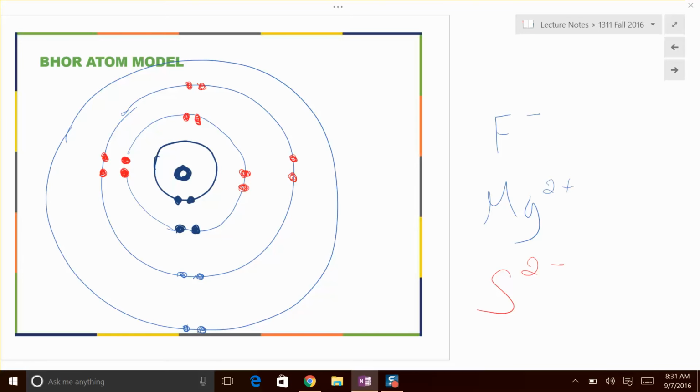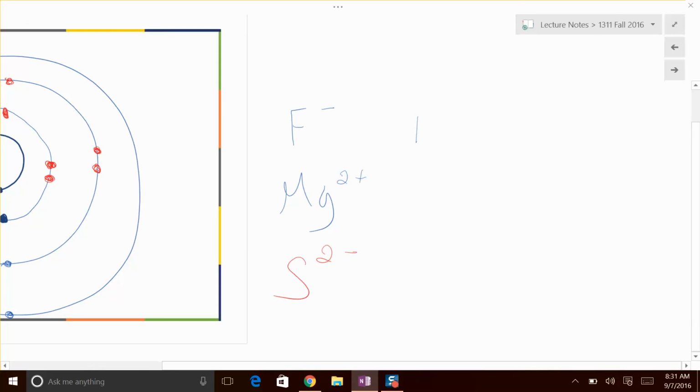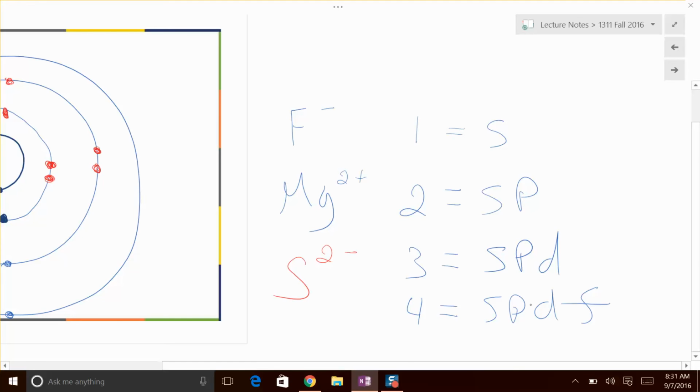Okay? So, let me kind of reiterate it this way. The first energy level has one sub-energy level, S. The second energy level has two, S and P. The third energy level is even bigger, and it has an S, P, D. The fourth energy level, S, P, D, F. First has one, second has two, third has three, fourth has four.